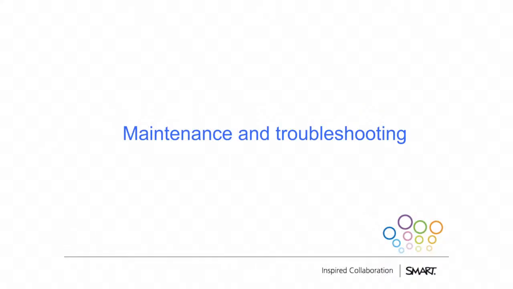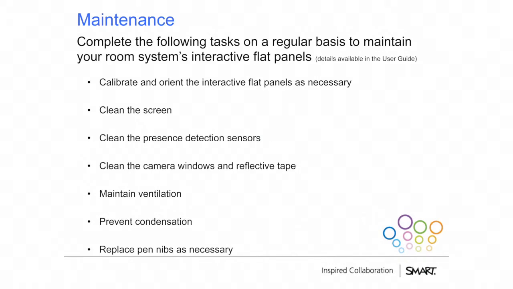Today we're going to talk about maintenance and how to maintain your interactive display. Complete the following tasks on a regular basis to maintain your room system's interactive flat panel. We're going to talk about how to calibrate and orientate your interactive flat panel as necessary, clean the screen, clean the presence detection sensors, clean the camera windows and the reflective tape, maintain ventilation, prevent condensation, and replace your pen nibs as necessary. All this information is available in your product user guide found at smarttech.com.